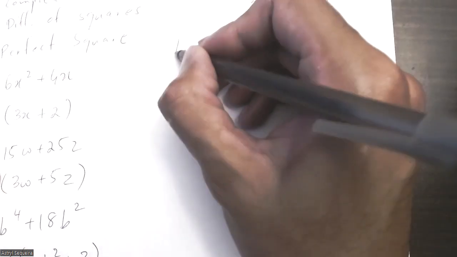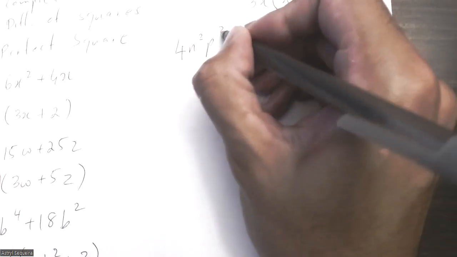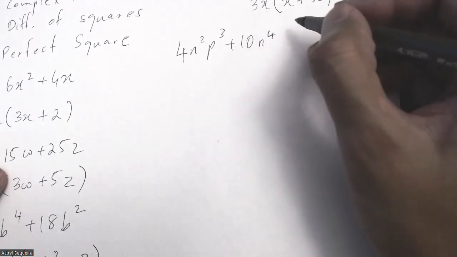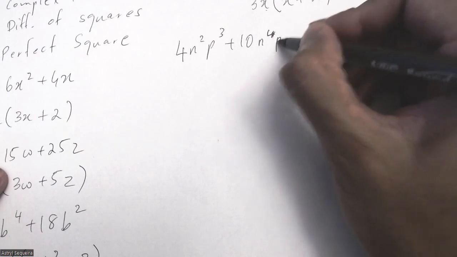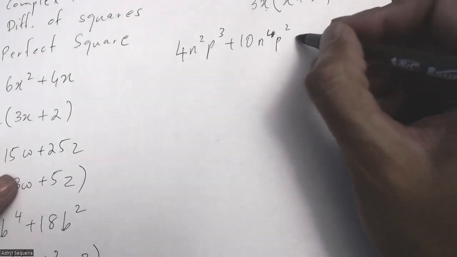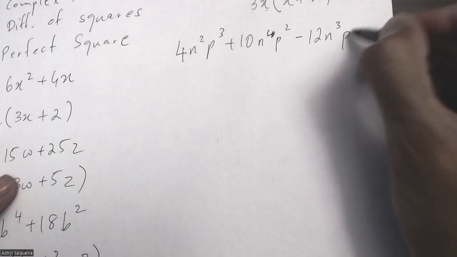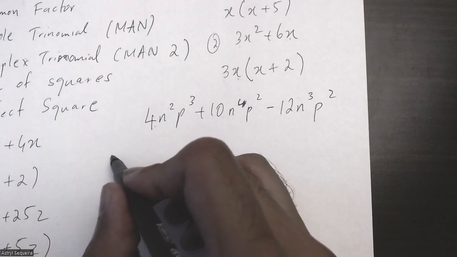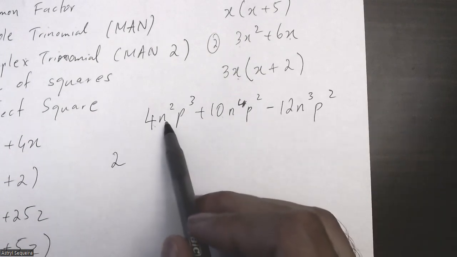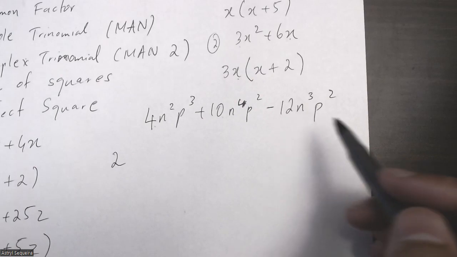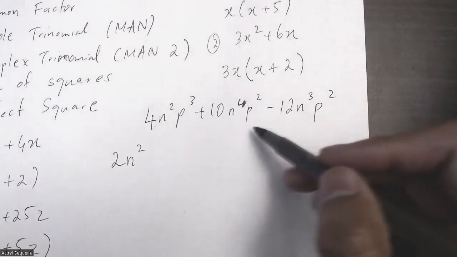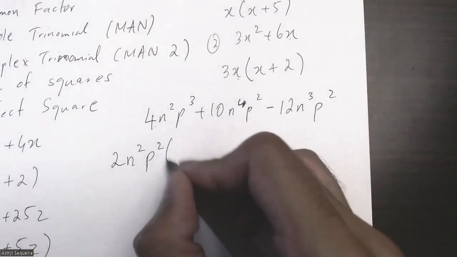Let's jump to a harder one. We have 4n squared p cubed plus 10n to the 4th p squared minus 12n cubed p squared. Let's look at the three numbers first. My common factor is 2. Let's look at the letters. I have n squared, n to the 4th, and n cubed. So n squared is the smallest one. And p cubed, p squared, p squared, p squared is the smallest one.